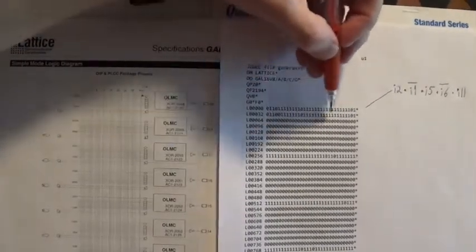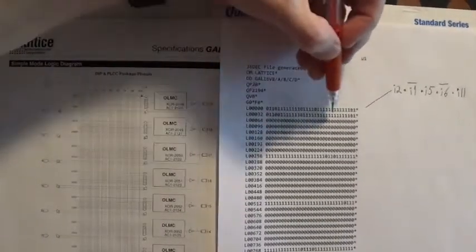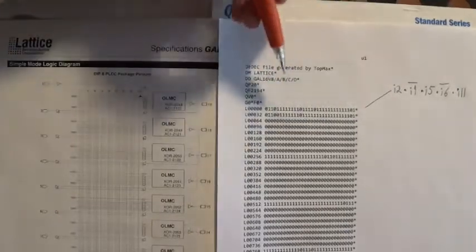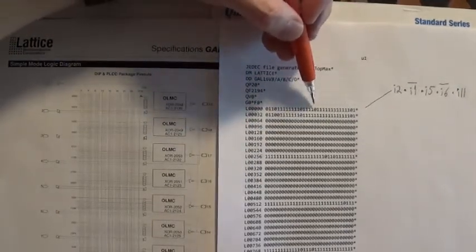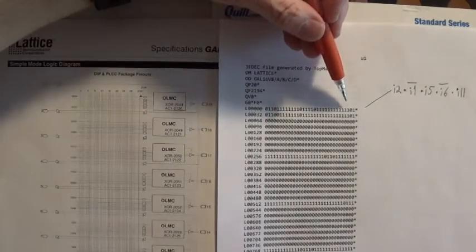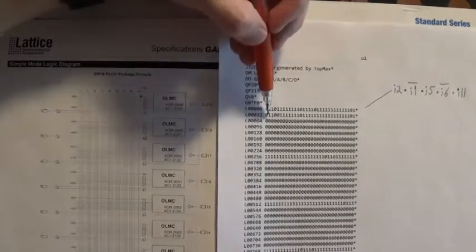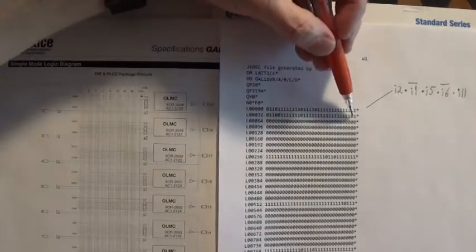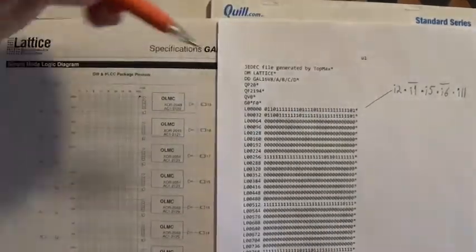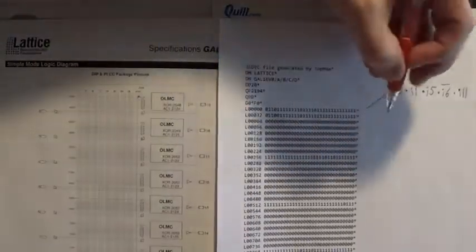The second line here is ORed with the first line. So it would be this and this and this and this and this, or this and this and this and this and this. So we need to OR the second line.